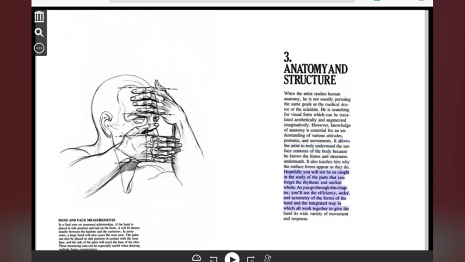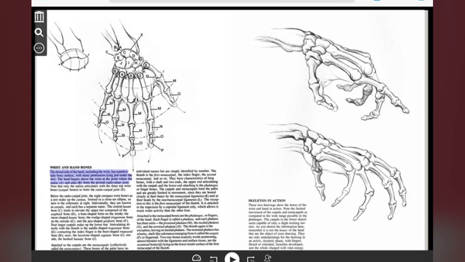Hopefully you will not be so caught in the study of the parts that you forget the rhythmic and unified whole. As you go through this chapter, you'll see the efficiency, order, and symmetry of the forms of the hand and the integrated way in which all work together to give the hand its wide variety of movement and response. The dorsal side of the hand, including the wrist, has a particularly bony surface, with many protrusions lying just under the skin.